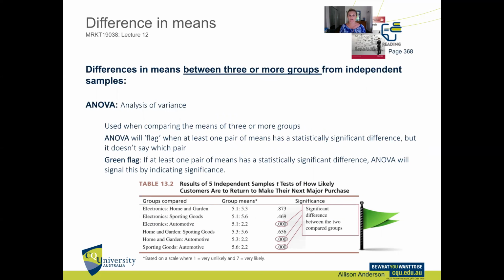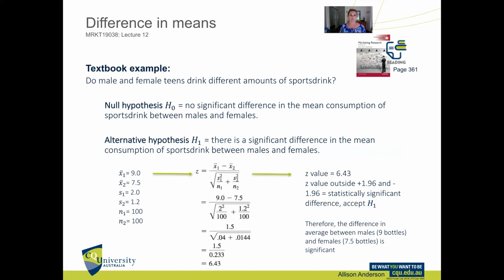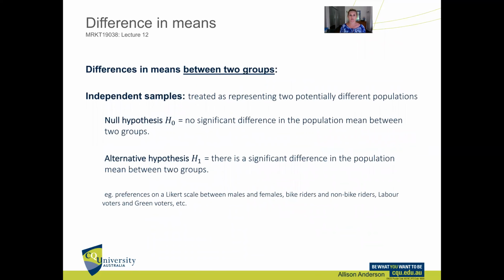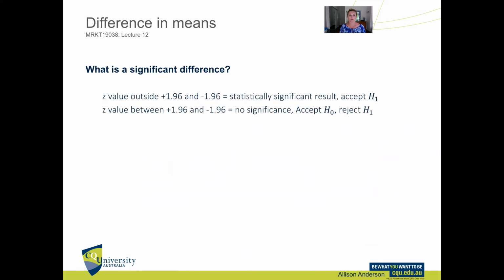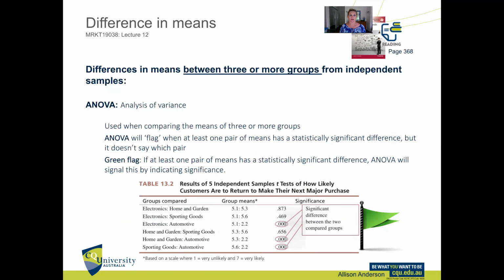Okay, now we start thinking about significance again. So this is an ANOVA. So I've just talked about differences in means between two groups. Now we're going to talk about differences in means between 3 or more groups from independent samples. And you use an ANOVA, an analysis of variance, calculation to analyse that. It is used when comparing the means of 3 or more groups. ANOVA will flag when at least one pair of means has a statistically significant difference, but it doesn't say which pair.